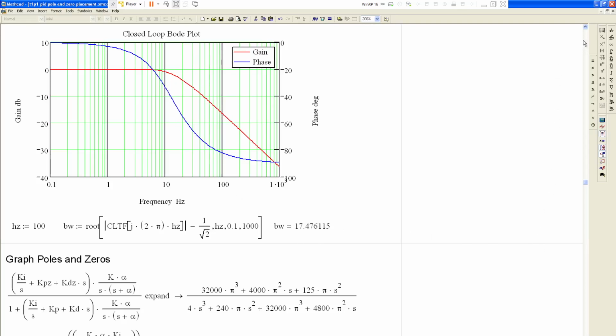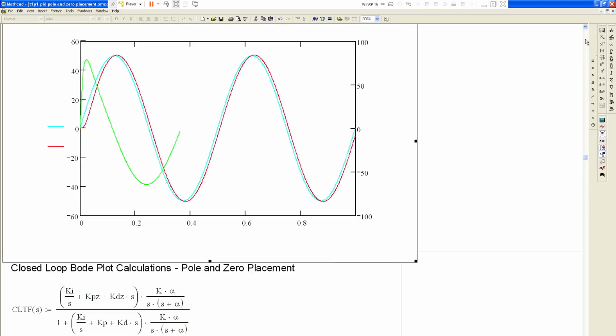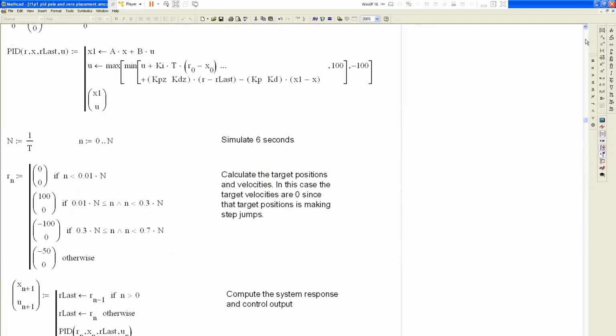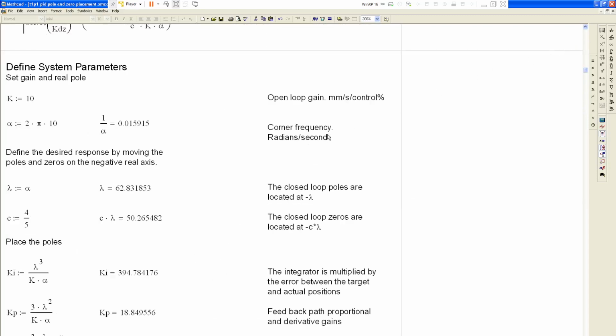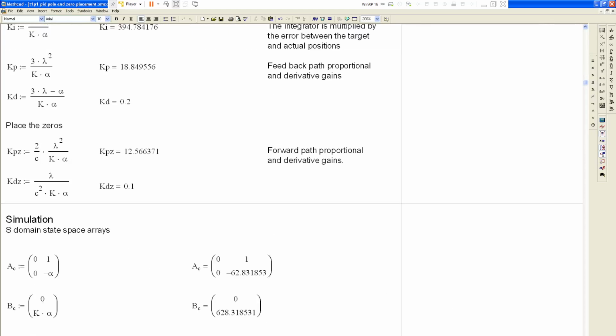So let's go up and play with this some. Let's place all the zeros. Let's place this C, make it 1. So what will happen is the 2 zeros are going to be at the place of 2 of the poles, and they'll cancel out, so there's only 1 pole, effectively.